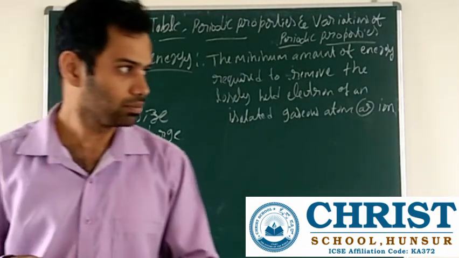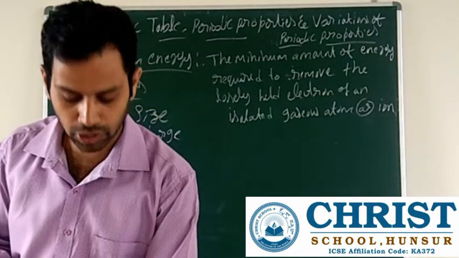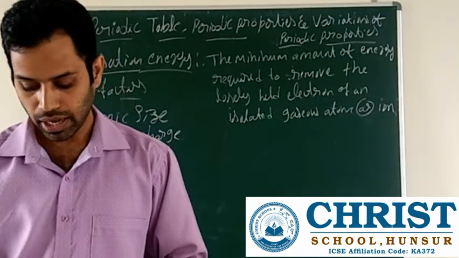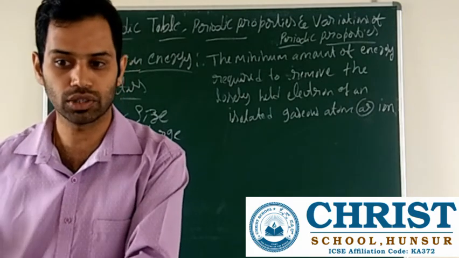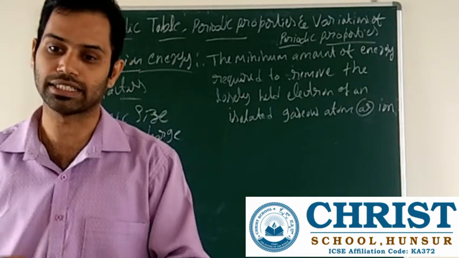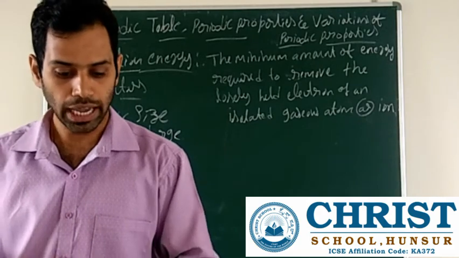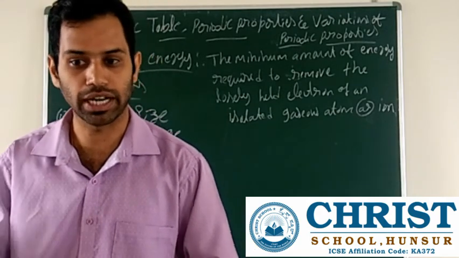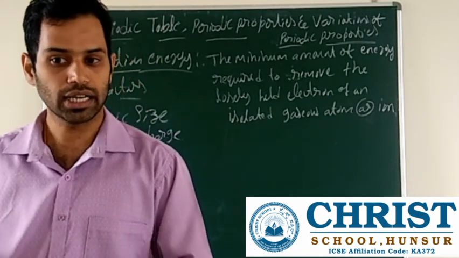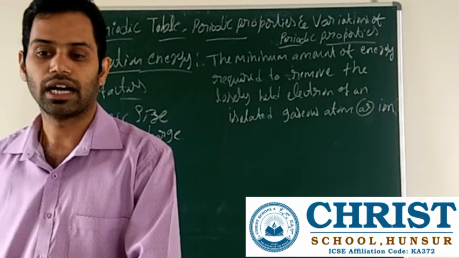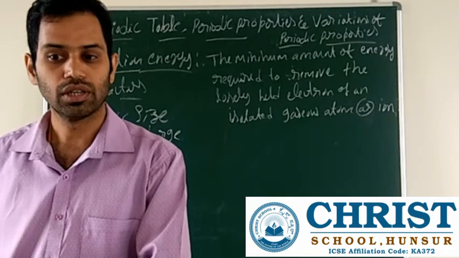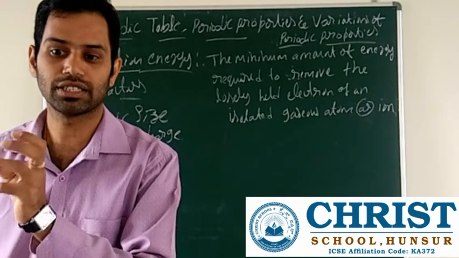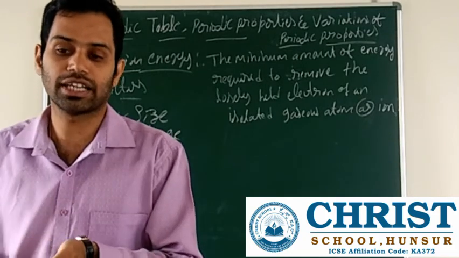Now moving across a period, what will happen to the ionization energy? If you move across a period, we already know that its atomic size will decrease. If you move across a period from left to right on the periodic table, atomic size will decrease. Then a large amount of energy is required. It means ionization energy increases.